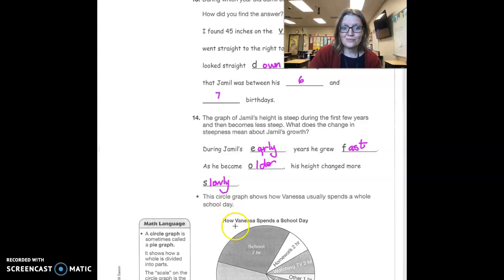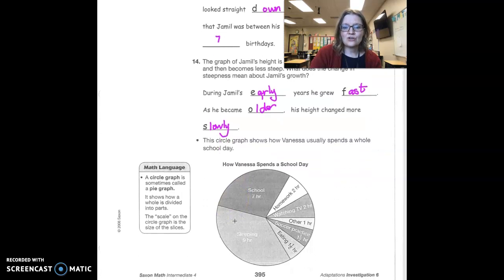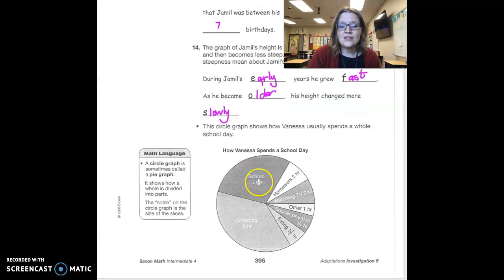Now, one final graph is the circle graph. This shows how Vanessa spends her whole day. So they've taken it and chunked it up into something that looks similar to a pie. And you can see that she spends most of her time sleeping and at school, with these other little slices representing homework, TV, soccer practice, and eating.